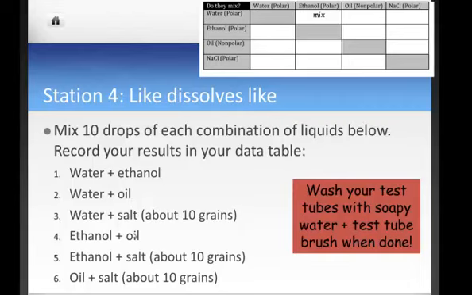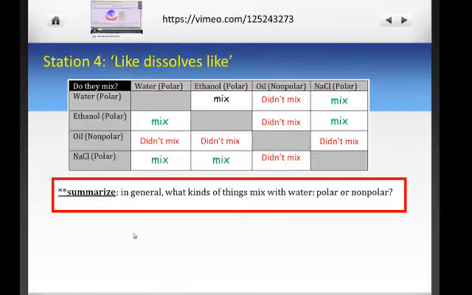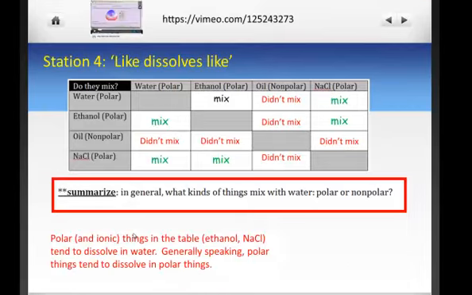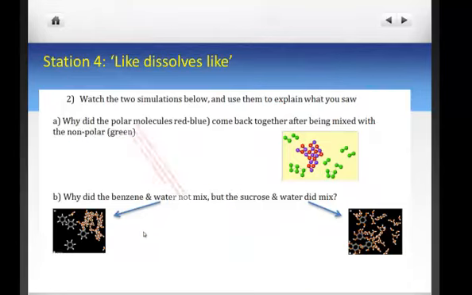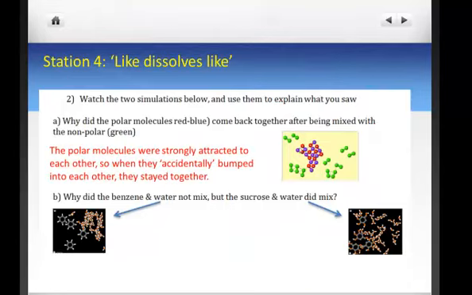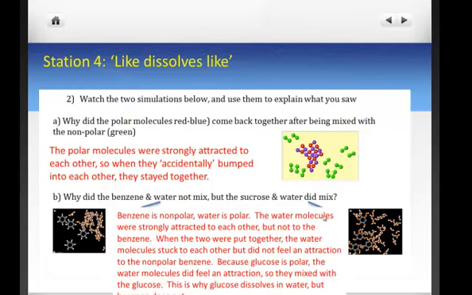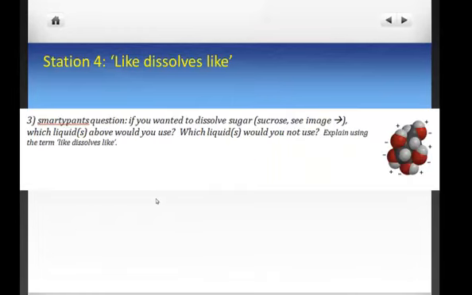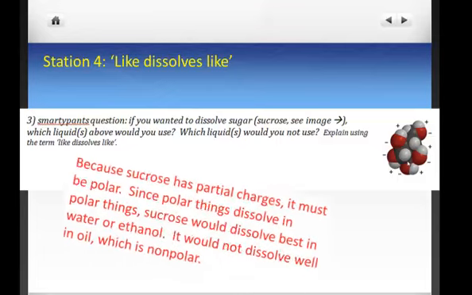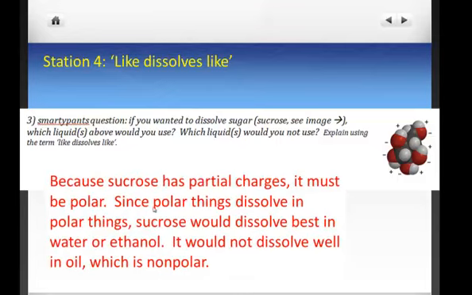Okay, and like dissolves like. We said that polar things tend to dissolve in polar things, and the reason why is that polar molecules are strongly attracted to each other. And so the polar things will stick together and kind of ignore the non-polar things. Again, please go and review this lesson if this doesn't make sense, so that when you want to dissolve a polar thing like sugar, you would want to use a polar liquid, because polar things tend to dissolve in polar things.